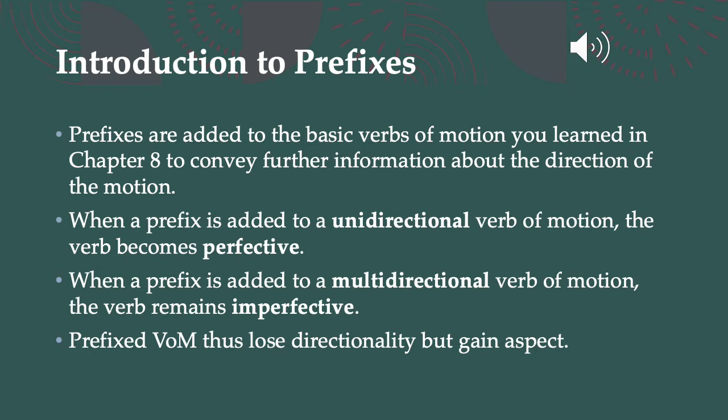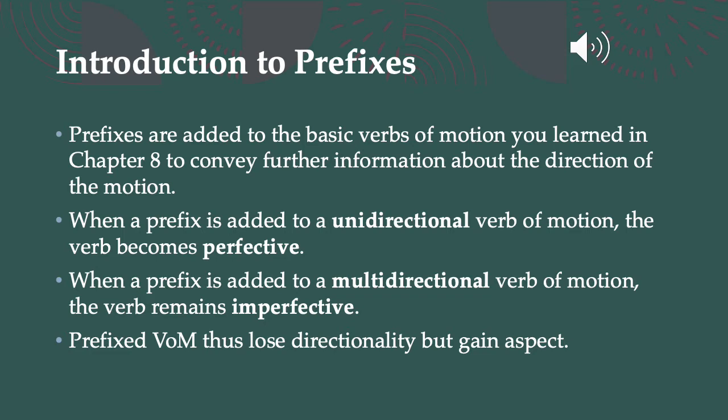So, when a prefix is added to a unidirectional verb of motion, the verb becomes perfective. Remember, unidirectional verbs of motion without a prefix are imperfective. If we add a prefix to a unidirectional verb of motion, it becomes perfective. So, iti is imperfective. We add the prefix pri to it, and we get priti, and that's perfective.